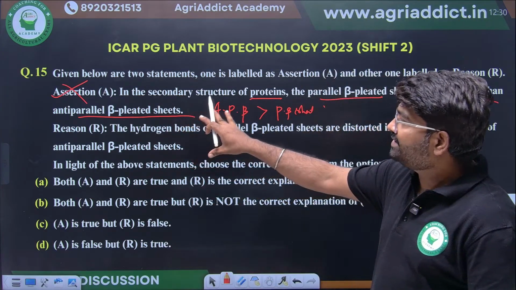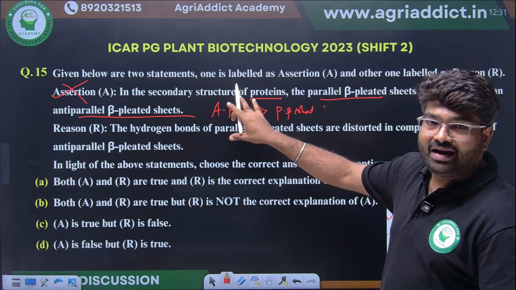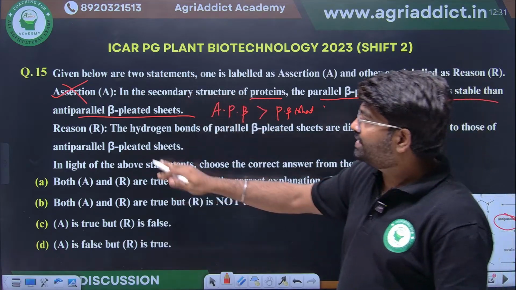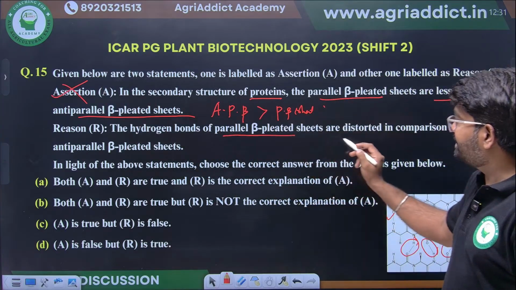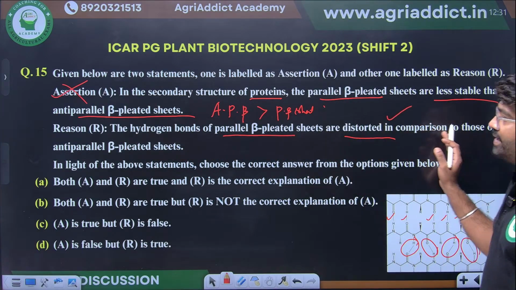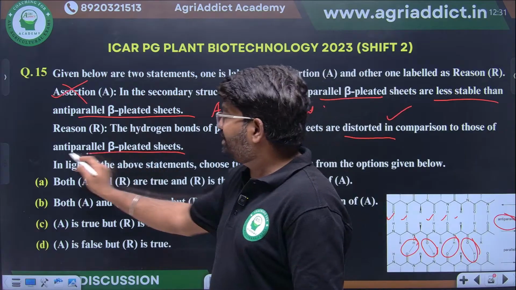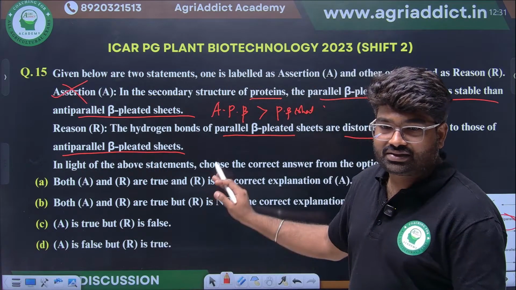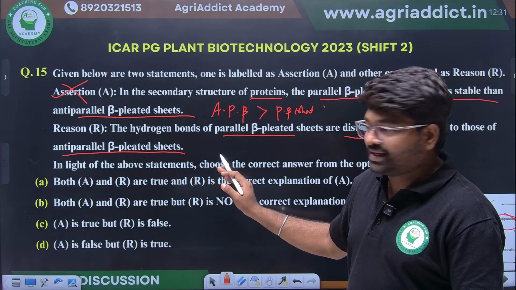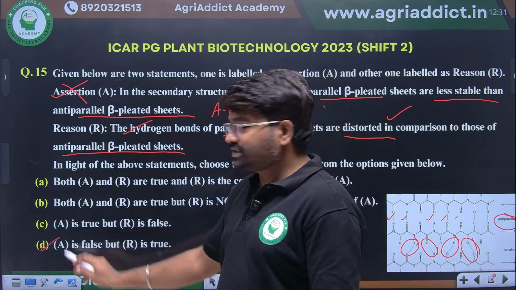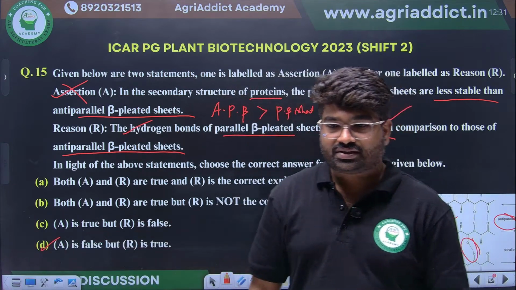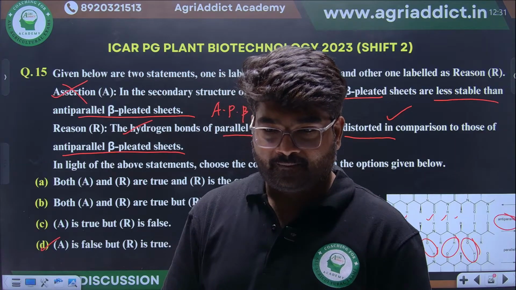In our question, they have given the assertion that parallel is more stable, so this will be wrong. Then another thing they are saying: the hydrogen bonds of parallel beta sheets are distorted in comparison to the antiparallel beta sheets. This is true only. So this will be right. So A is false and B is true. Clear, students? This one is clear.